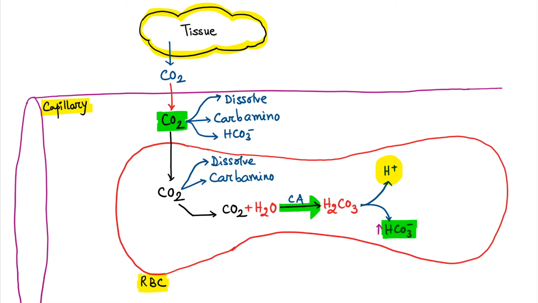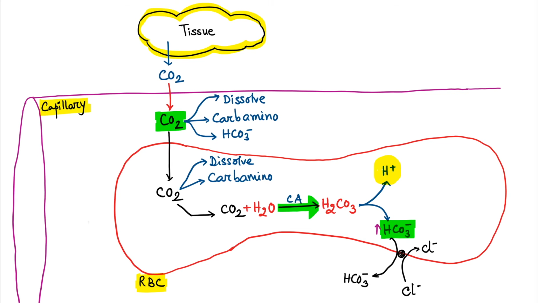Now, what is the fate of this bicarbonate? This bicarbonate will be exchanged with the plasma chloride ions. So you are seeing here that chloride ion is entering from the plasma in exchange with bicarbonate ion from the RBC. As a result, what happens? The chloride content of RBC in venous blood is a little more, and the plasma chloride content is less.